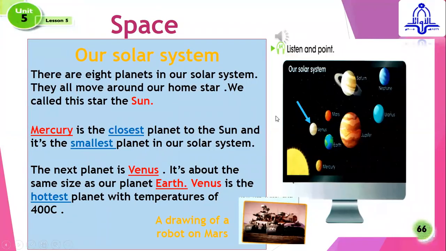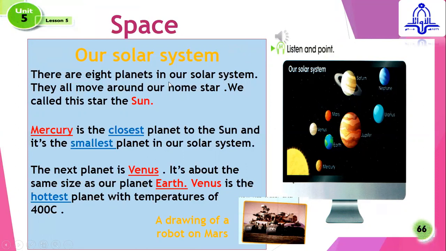Now listen to track 64 to read about paragraphs. But before we start to listen to track 64, here in this picture, it's a drawing of a robot on Mars. Track 63. Listen and read.